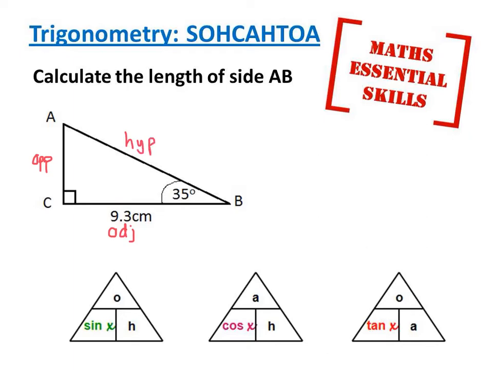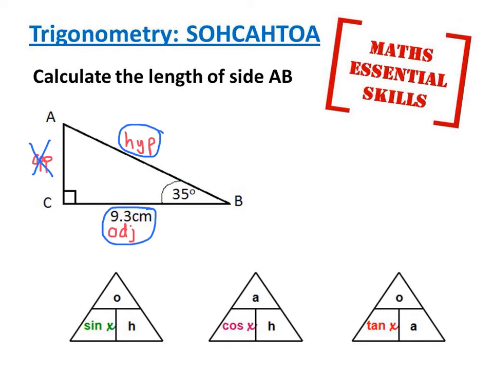Decide which two sides are relevant to this question. Well, on this question I want to know the length of AB, so I'm going to be working out the hypotenuse, and I know that 9.3 is the adjacent. So in this particular question the opposite is irrelevant, I can ignore it.